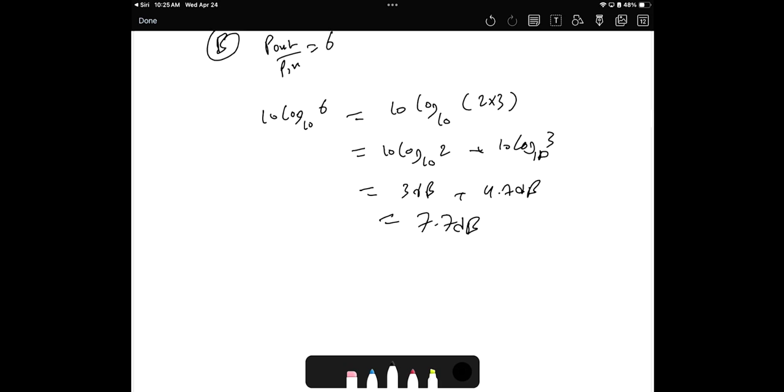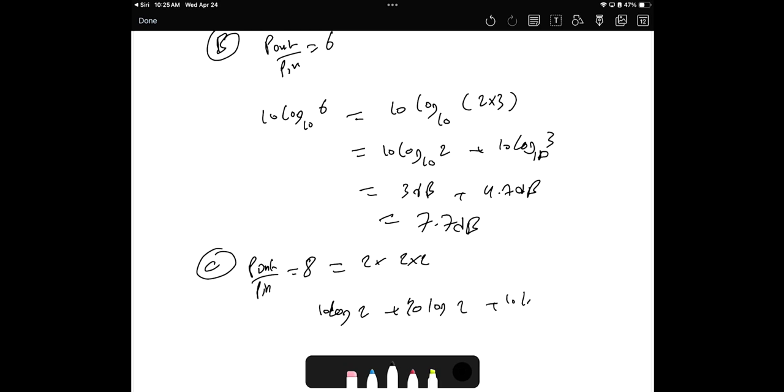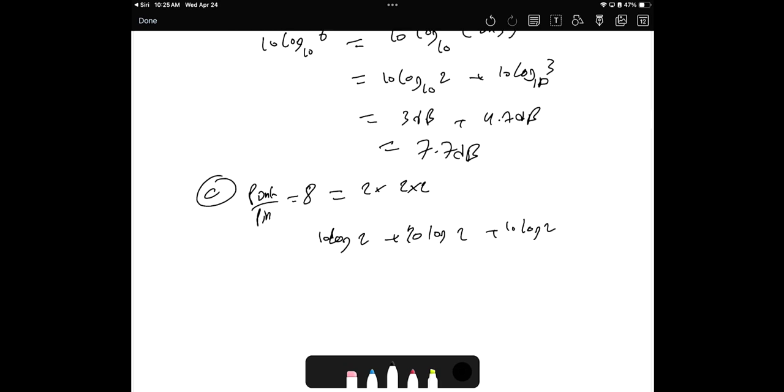Here's the difference. Then part C, if P out over Pn equals 8, 8 is actually 2 times 2 times 2, then it is 10 log 2 plus 10 log 2 plus 10 log 2, and all of them is actually 3 dB plus 3 dB plus 3 dB. This means 9.